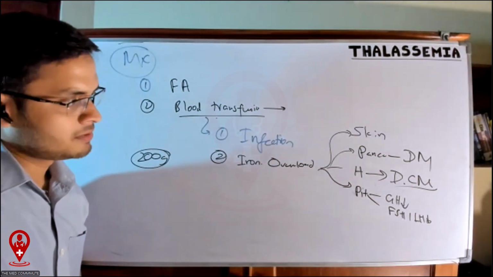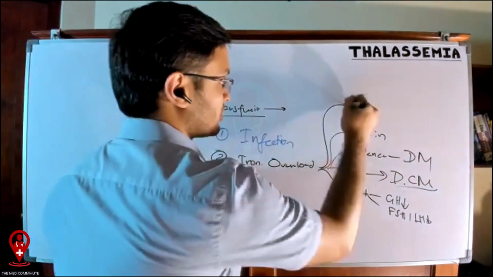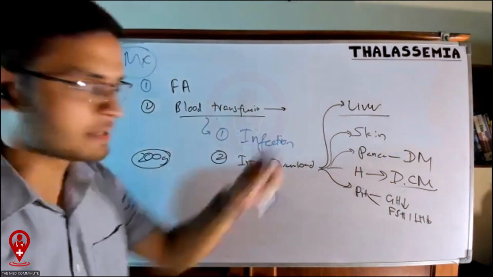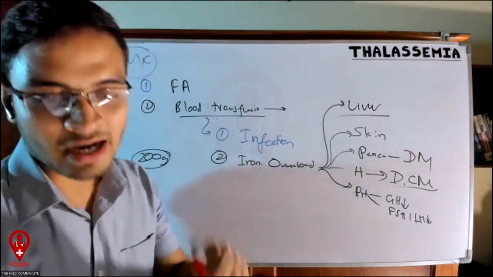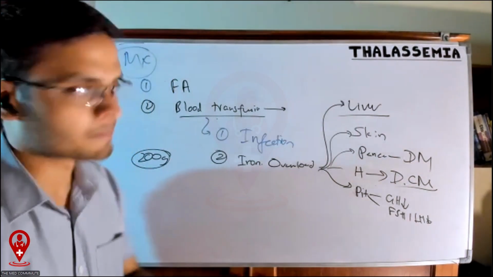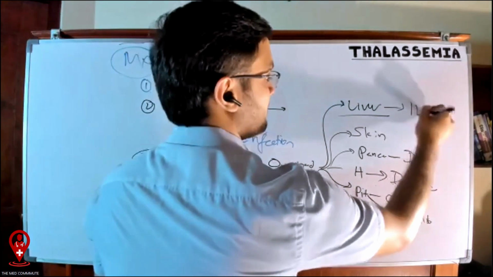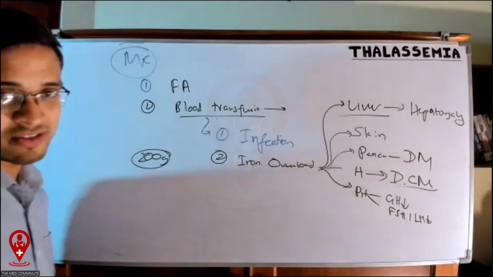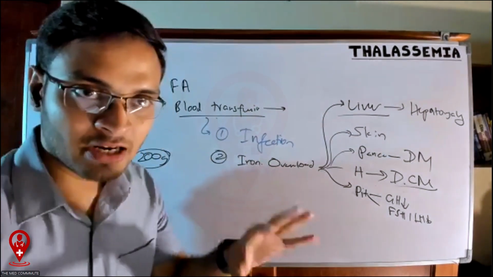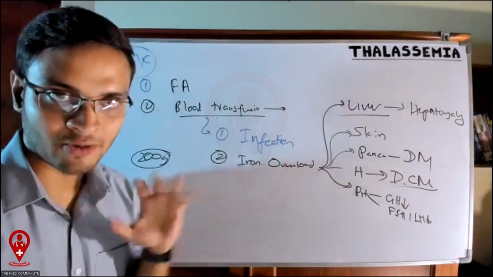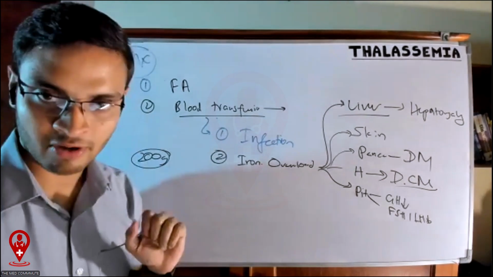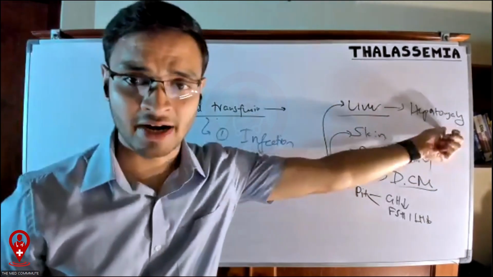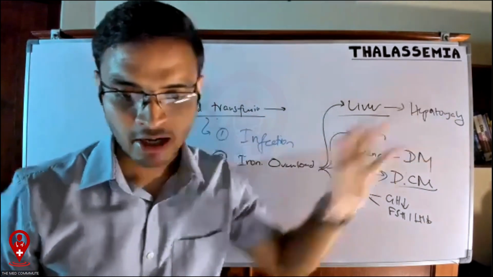Then another one, guys, this one actually I would want you all to write on top. It can go to the liver. Iron can start depositing in the liver. Once iron starts depositing in the liver, they are going to come up with hepatomegaly. Previously we talked about hepatosplenomegaly from the disease pathology itself. Now, what is happening when you are transfusing also? Due to the iron overload, there can also be an added hepatomegaly as well.